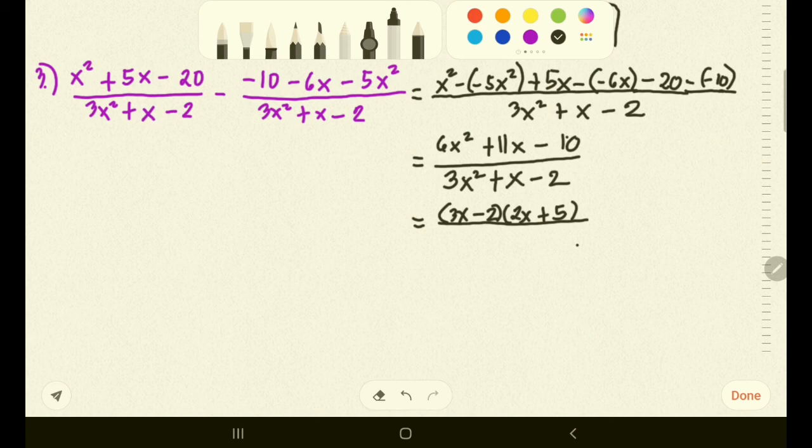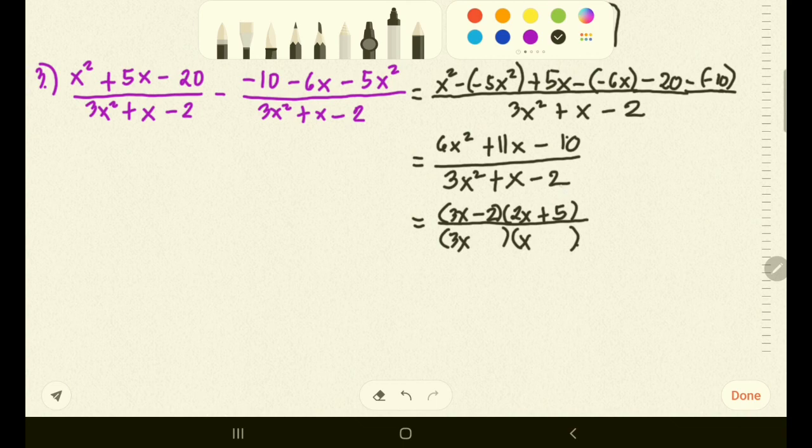If we're going to check it, negative 2 times 2x is negative 4x. And then 3x times 5 is 15x. So 15x plus negative 4x is 11x. So we get the middle term. Okay, the denominator is 3x squared plus x minus 2. Still there is no GCMF, so proceed to factoring a general trinomial. As expected, we have two binomial factors. So start with 3x squared. The factors are 3x and x.